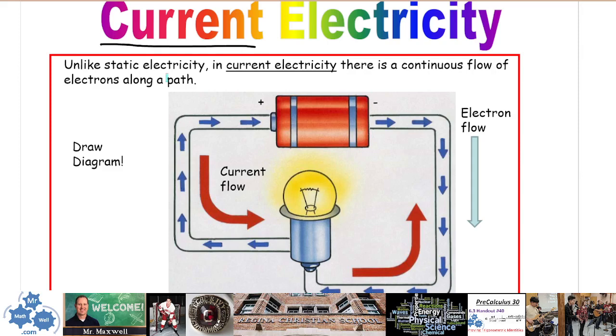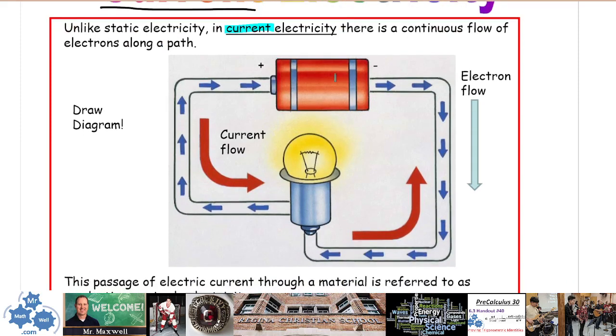So let's break this down a bit. Unlike static electricity, in current electricity there's a continuous flow of electrons along the path. Okay? There's a continuous flow of electrons along the path. So here's a diagram of a battery. This is the battery. It's got a positive end and a negative end. You know on batteries that there's a positive end and a negative end.